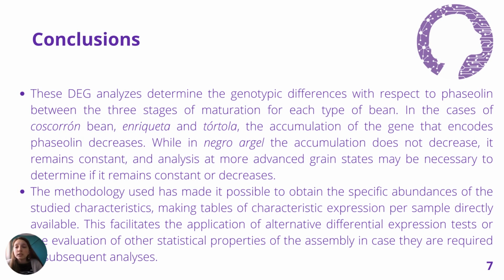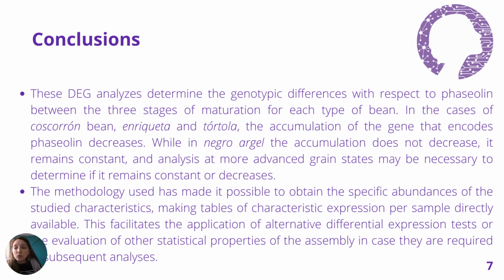In conclusion, this DGE analysis determined the genotypic difference with respect to the phaseolin between the 3 stages of the maduration for each type of bean. In the case of Coscoran bean, Enriqueta, and Tortola, the accumulation of the gene that encodes phaseolin decreases, while in Negro Argel the accumulation does not decrease. It remains constant, and analysis at more advanced grain state may be necessary to determine if it remains constant or decreases.